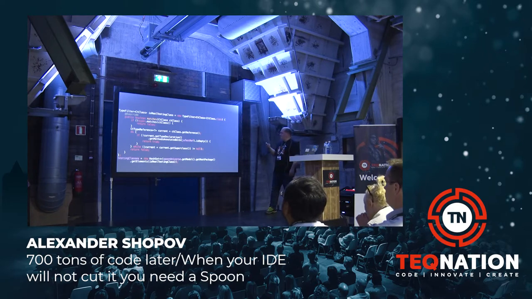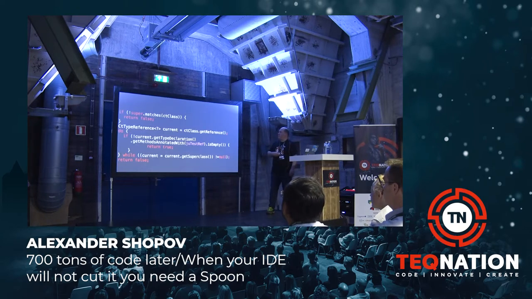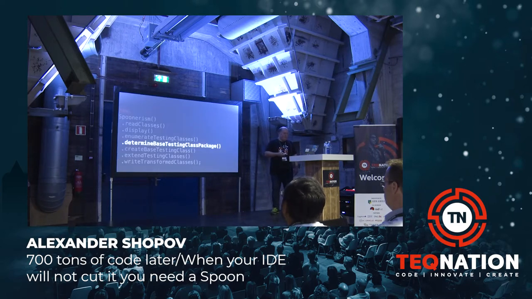And that's basically the code, which seems a lot of code, but let's just delve into the important part of that. We check whether that thing is a class. If not, we bail out. We get the reference to the current class. We check whether there is anything annotated with a test annotation. And we do that while we walk up the inheritance chain. And that's all of it. Like, when was the last time you saw a do-while loop in production? So we got all our testing classes.